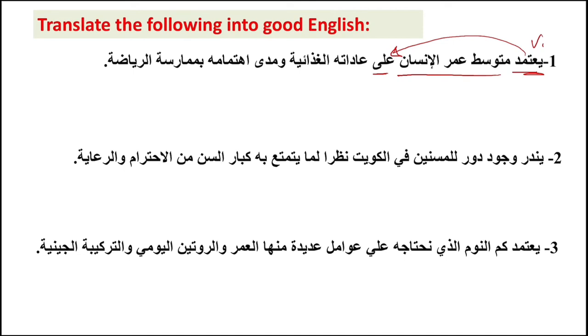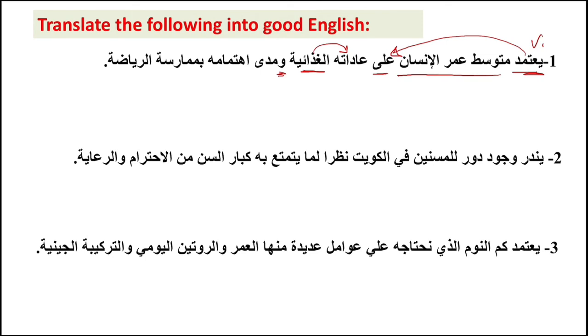عاداته الغذائية, this is what? Yes, I'm going to go الغذائية first and then عاداته, because in English we do this. So ومدى اهتمام, this is the second. So here I have another sentence I'm going to join, so I need a conjunction here. ومدى اهتمامه بممارسة الرياضة. All right. Now try to get the words that you know and then try to construct your sentence.